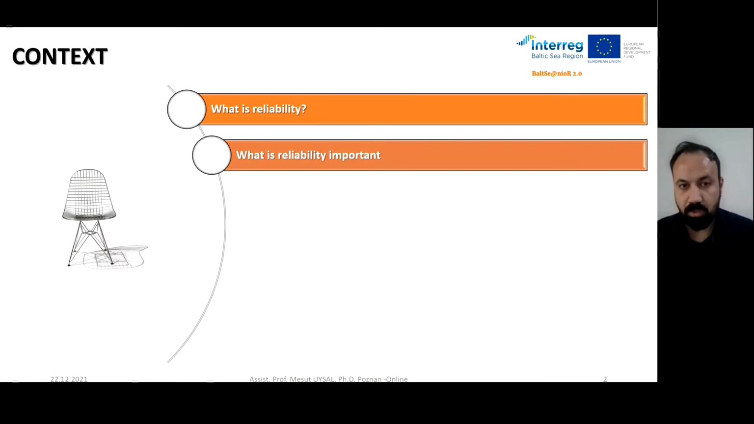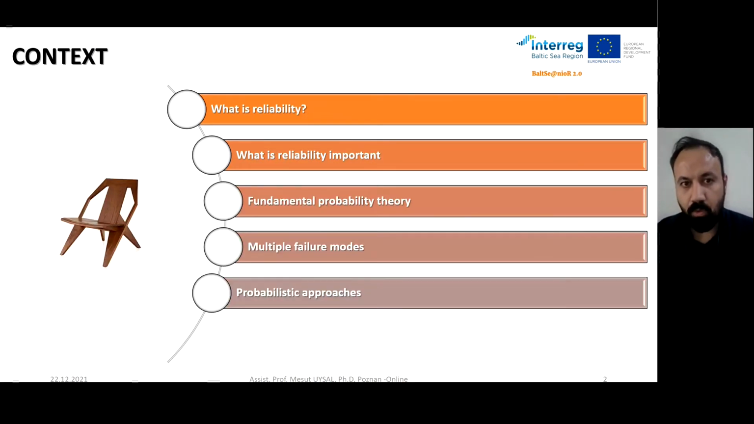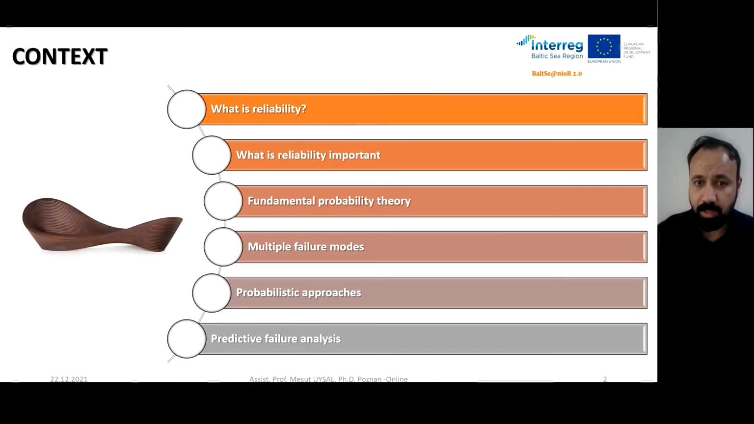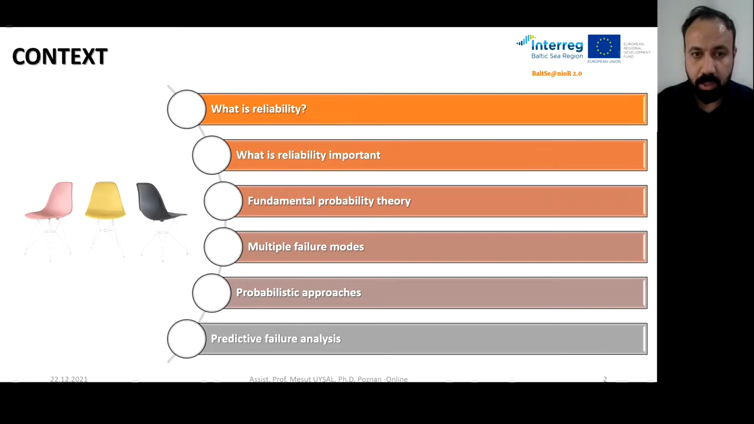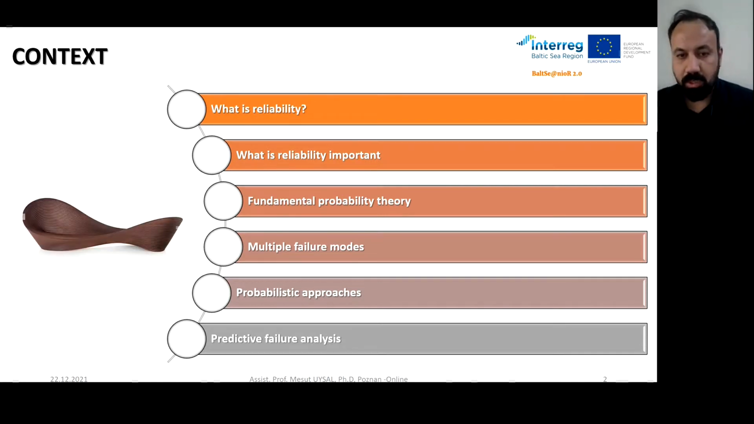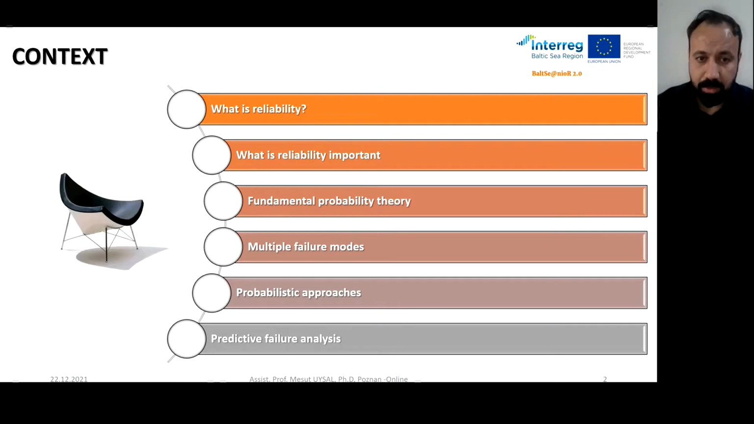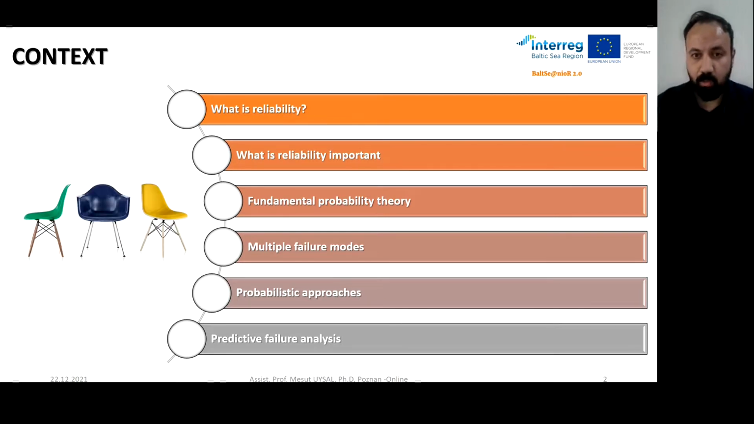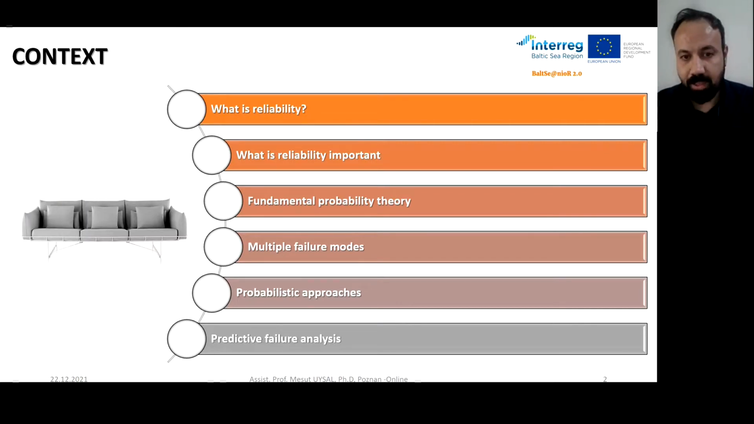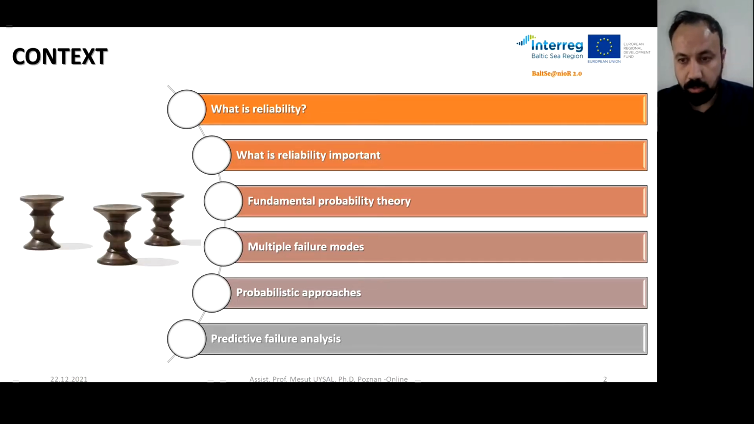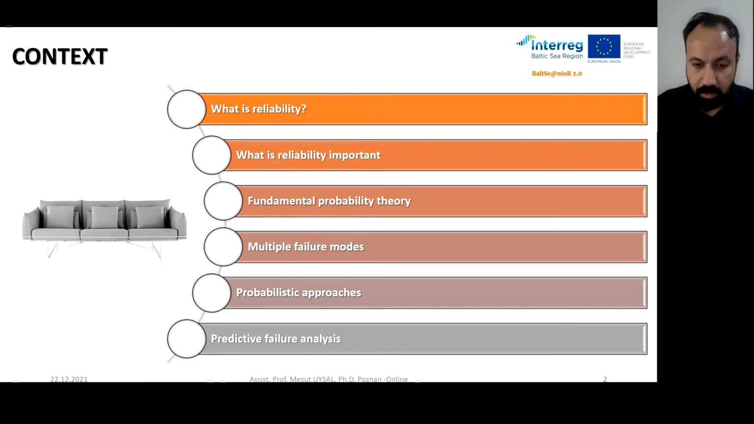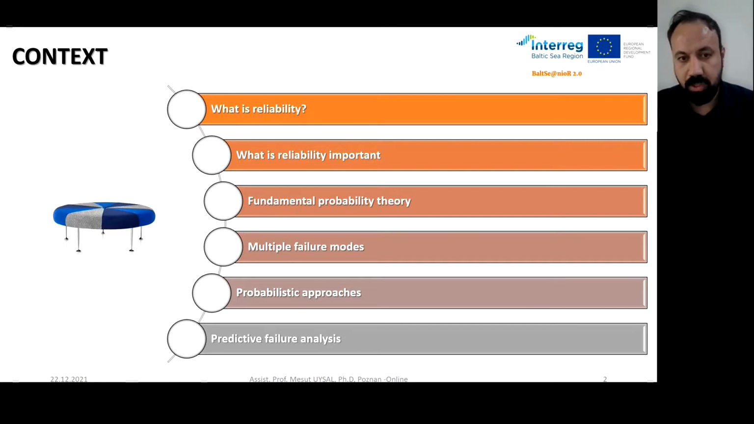today I will talk about what reliability is, and then why reliability is important for us. And then I will talk about the fundamental probability theory because it is important for us to understand the probabilistic approach or the reliability analysis. And then I will give one example based on the side chair frames, and then we jump to multiple failure modes. In this one, we will talk about one joint reliability and the whole construction reliability together.